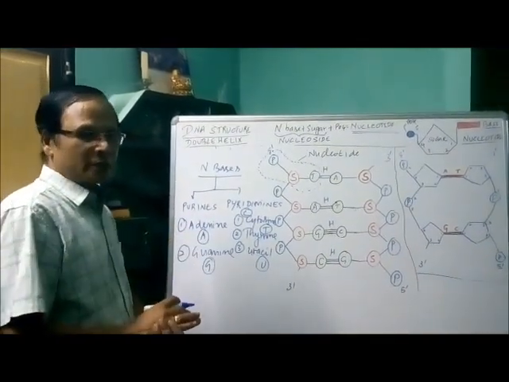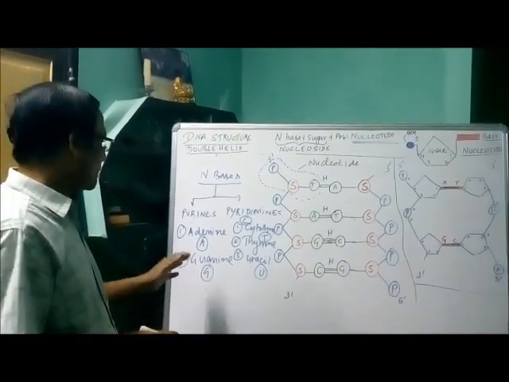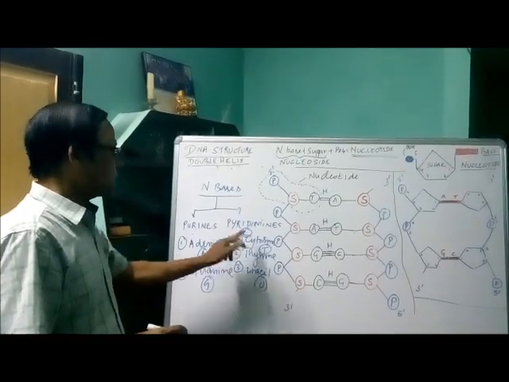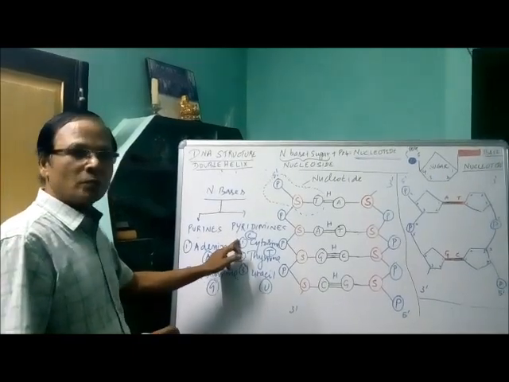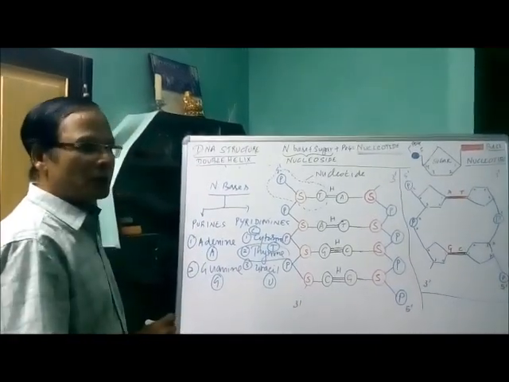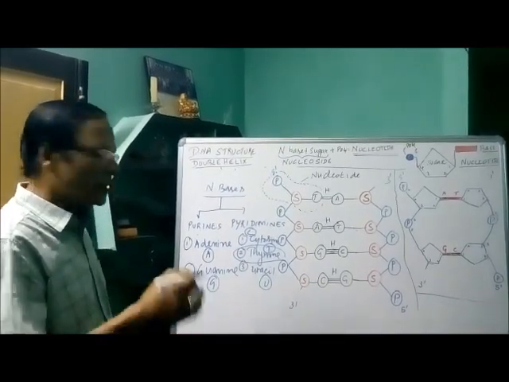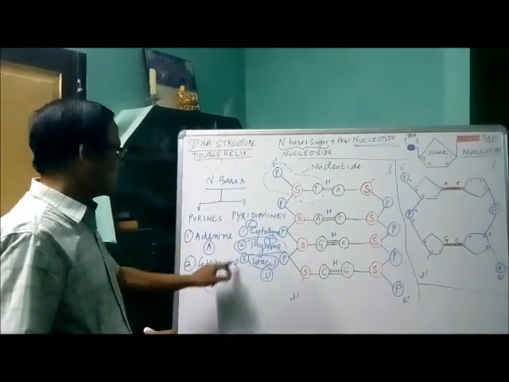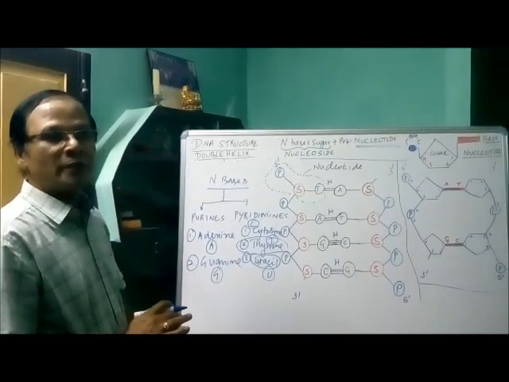There are only four nitrogen bases in any one of the nucleic acids, either in RNA or DNA. Adenine, guanine, cytosine are common to both RNA and DNA. Whereas in the case of DNA, we have thymine. So, adenine, guanine, cytosine, thymine are the bases found in DNA. Whereas in RNA, we have uracil instead of thymine. So, RNA has adenine, guanine, cytosine and uracil. That's why I say, in any of the nucleic acids, we have only four types of nitrogen bases.